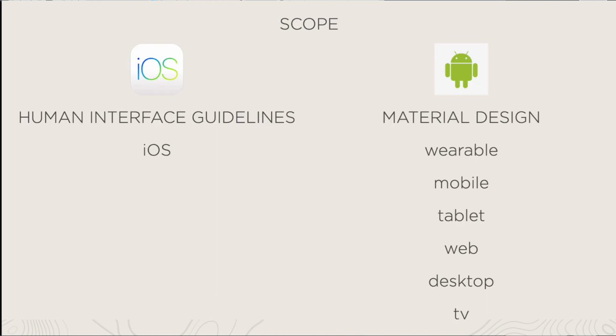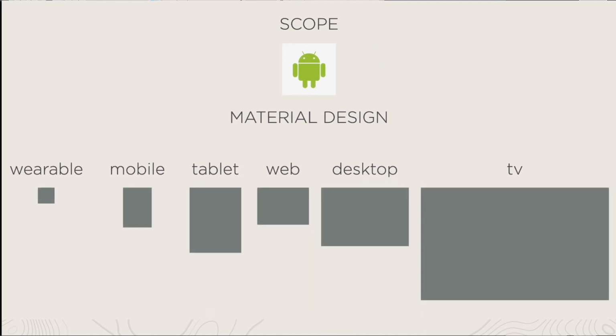The scope of material design is broad. So in contrast, you can see the human interface guidelines for iOS define iOS, which is just for phones, versus material design covers everything from wearable to mobile to tablet to web to desktop to TV. Imagine how broad of categories those are. How much bigger a TV is in comparison to a wearable. The size difference is enormous. And yet material design strives to move fluidly between all of these spaces.